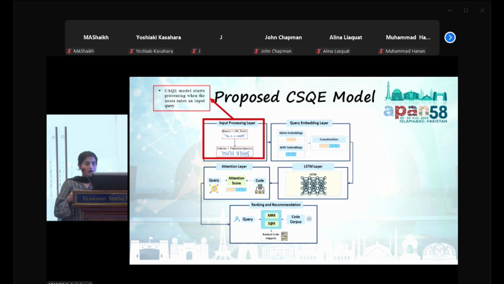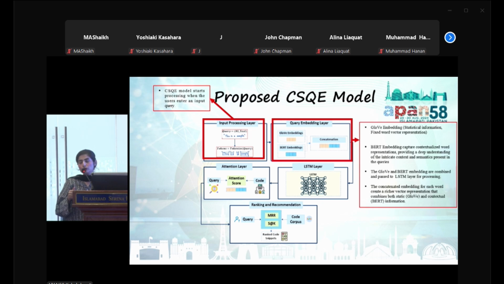The model starts processing when the user inputs the query. The query is tokenized and is passed to the query embedding layer. The query embedding layer is responsible for generating two types of embedding. The first is the GloVe embedding, and the second one is the BERT embedding. The BERT embedding captures the contextualized word representation, providing a deep understanding of the intrinsic relationships that exist between the query and the code.